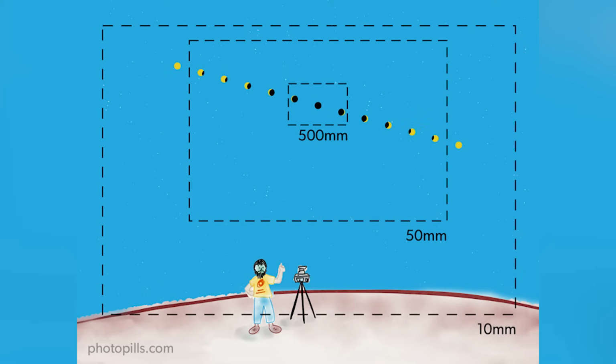And if your goal is to photograph the path of the eclipse along with the landscape, then you'll need a wide-angle lens. At the end of the day, the lens choice, the focal length choice, will depend on the idea you have in mind for the photo you want to take of the annular eclipse.